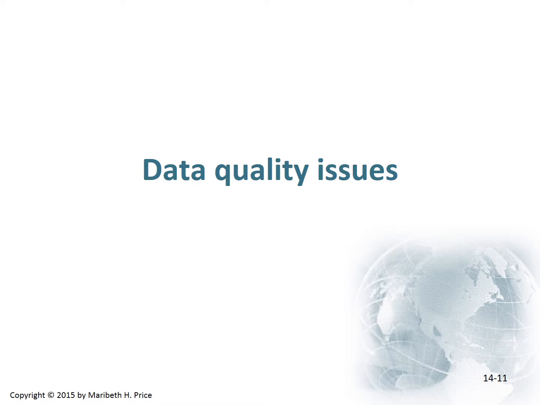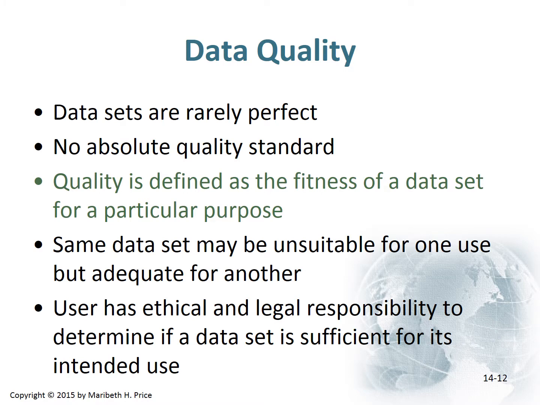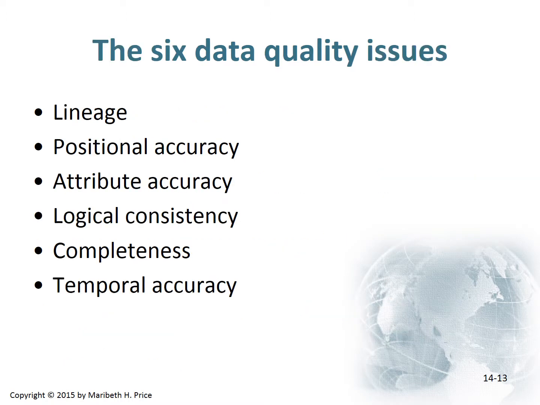Talk a little bit about data quality issues next. Data is rarely perfect, but there is no absolute standards. Quality is defined as the fitness of a data set for a particular purpose. So some data that works perfectly for one thing is completely inadequate for something else. As a user, it's your obligation, both ethically and legally, to determine if the data is good enough for what you intend to use it for.